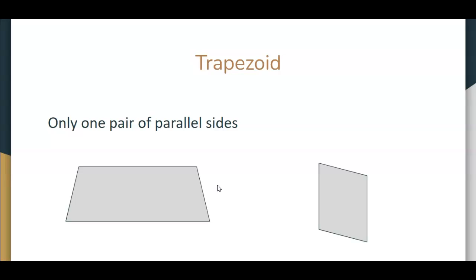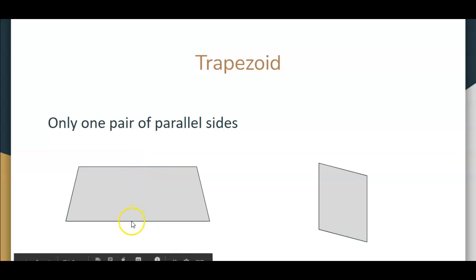Then we have a trapezoid. A trapezoid has only one pair of parallel sides. Notice it doesn't say anything about the lengths of the sides. It doesn't matter. For a trapezoid, we're only looking to see whether there are parallel lines or not. So in this shape, this rhombus type shape, well, not a rhombus, it's a trapezoid, because if it's a trapezoid, it can't be a rhombus.